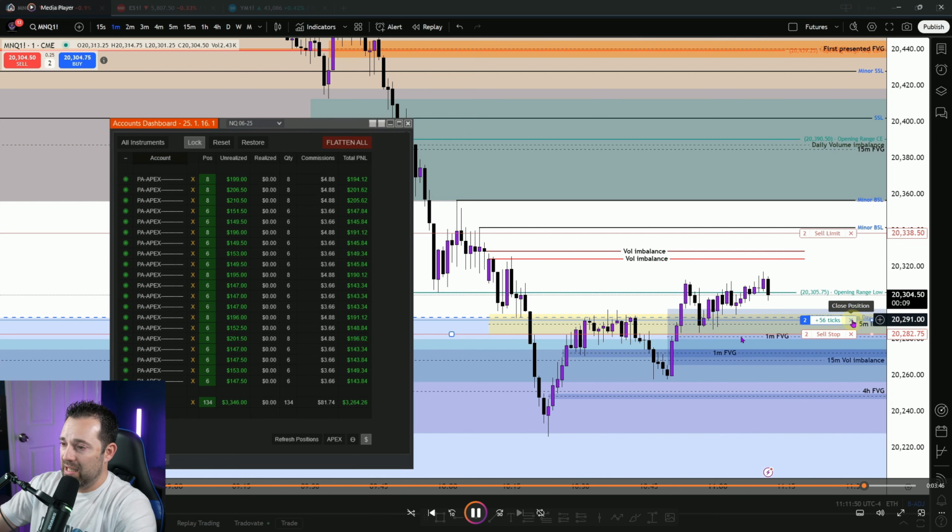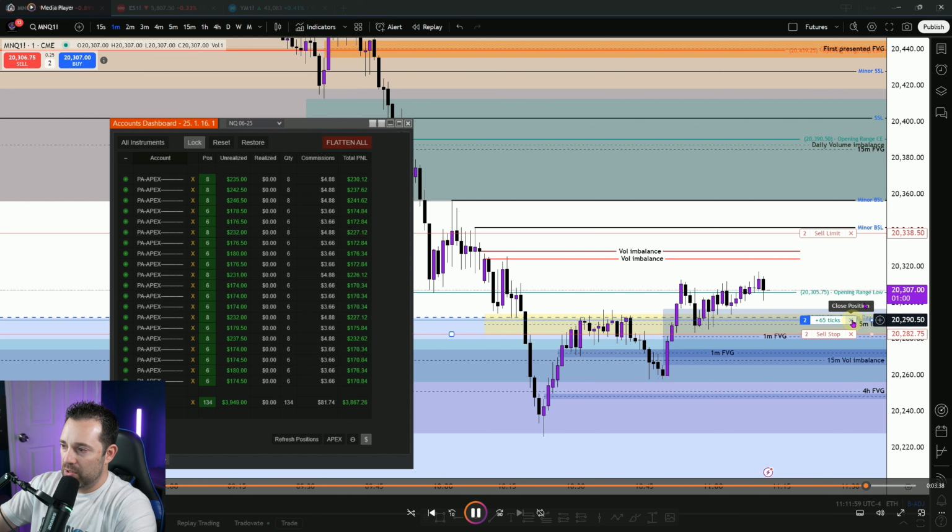So I already tightened my stop here. I was kind of thinking about closing it, thinking about letting it go. But after this bar closed here above that opening range low, I was like, I don't know. I'm not loving this. It should have gone already. So I go ahead and pull my stop right up under this low.